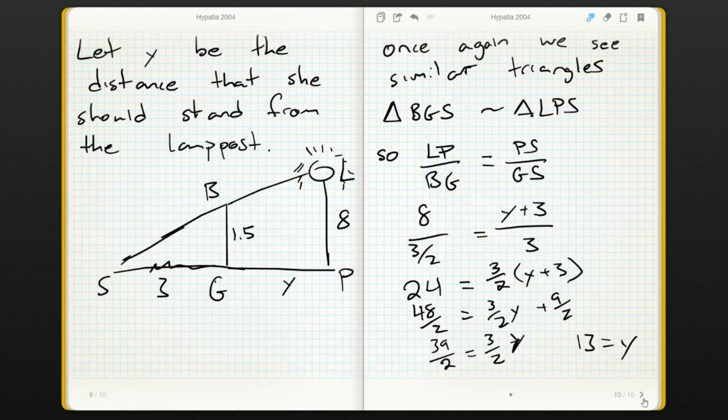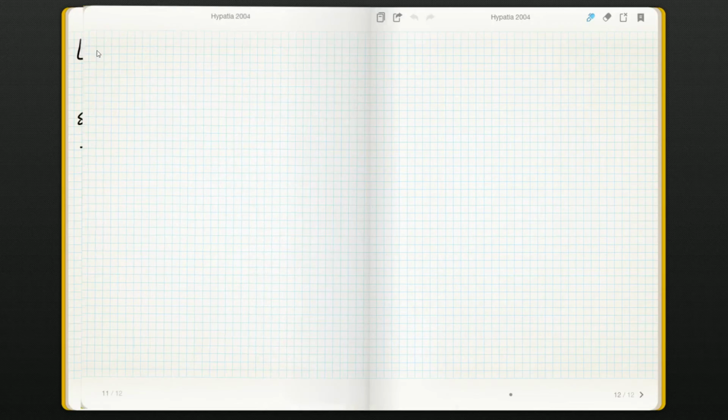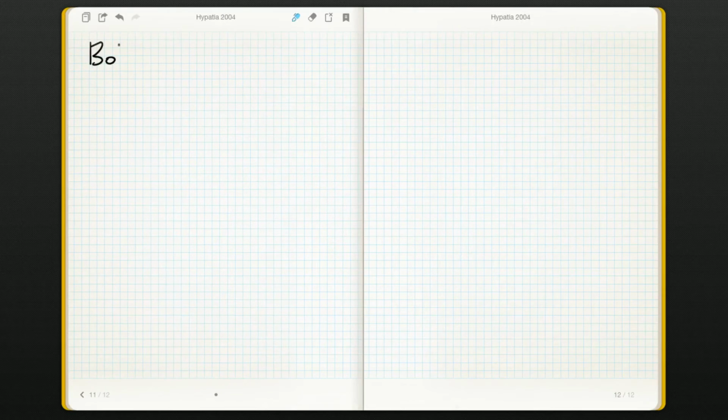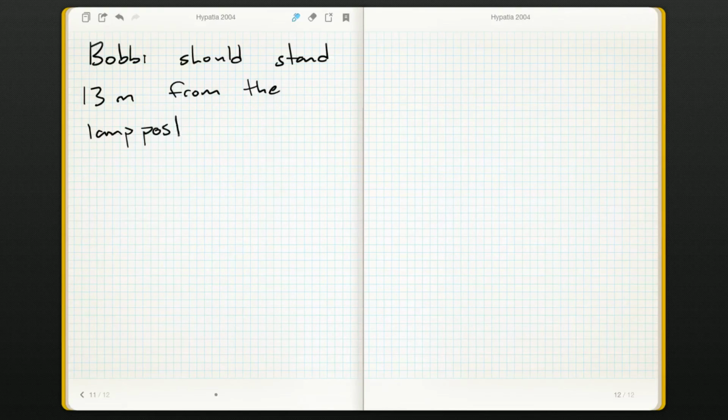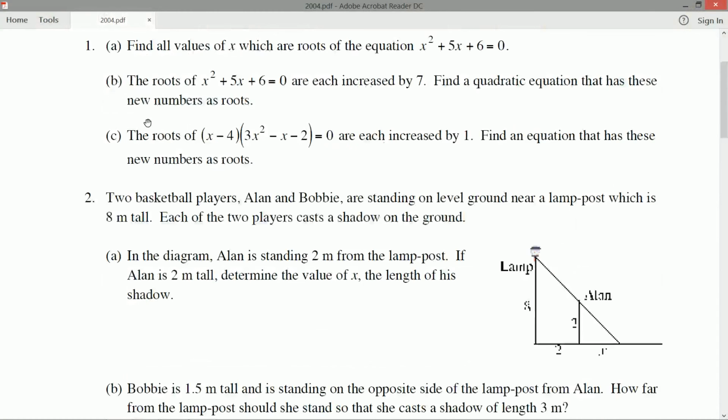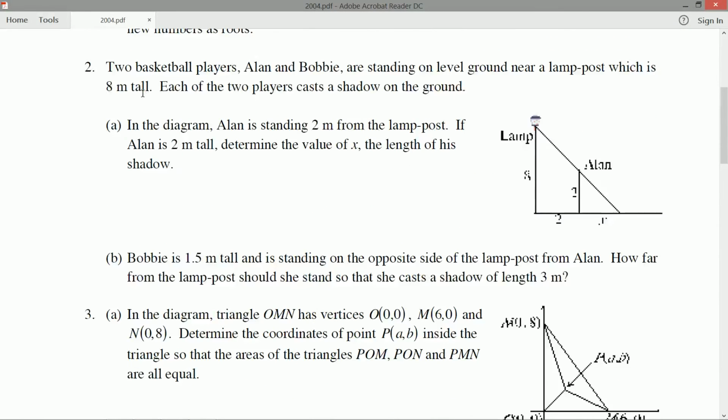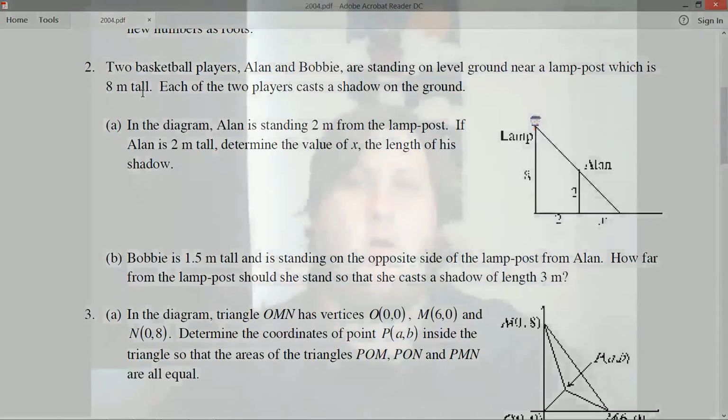So, just sum it up with a little statement here. Bobby should stand 13 meters from the lamppost. Yeah, I'd say that was enough to get all the marks. Frankly, I think that's kind of an easy question number 2, considering it's the Hypatia. But we might argue with an easy question. That just gives us more time for 3 and 4.